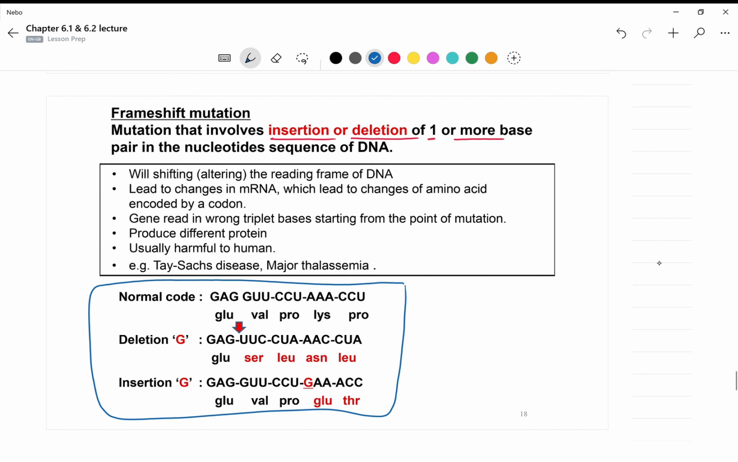So event pertama adalah if we delete G. So if we delete G, so we were supposed to have GAG GUU, but now the G is deleted. So now we already move our codon reading frame. Okay, codon reading frame. So we know we read codon in triplets begini. So now that 1 is already gone here, G itu sudah hilang, maka kita akan ubah kita punya reading frame jadi begini.